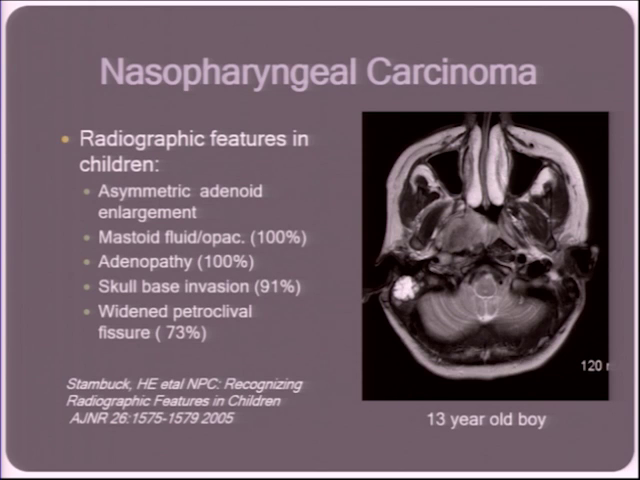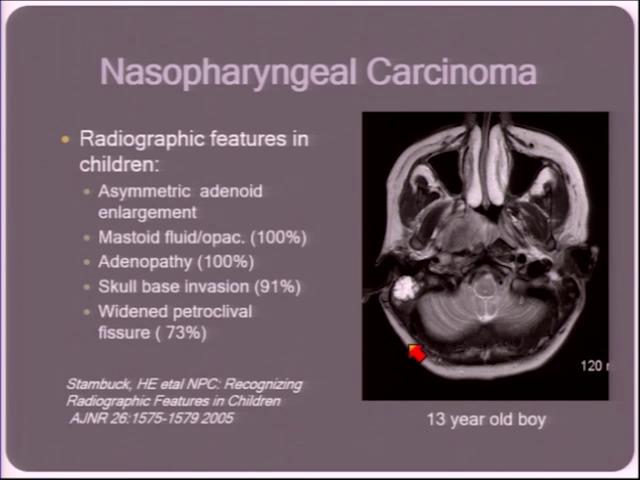There's a nice article, a series from Hilda Stanbuck and her group at Sloan Kettering. They looked at 11 pediatric patients with nasopharyngeal carcinoma and described the imaging findings. And finding nasopharyngeal carcinoma early in pediatrics can be challenging because of the adenoid enlargement that we see in the healthy population. But for nasopharyngeal carcinoma, what we're looking for is an asymmetric enlargement of those adenoids. In their series, all of their patients had fluid in the mastoid air cells. All of them had adenopathy. Many of them had skull base invasion. And they described a finding of a widening of the petroclival fissure, which we'll go over.